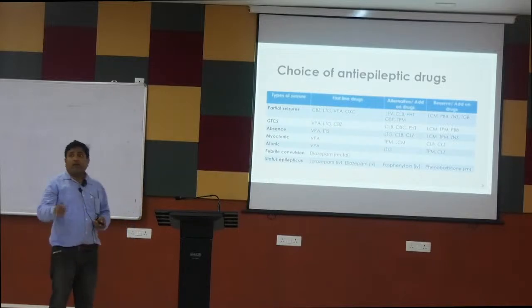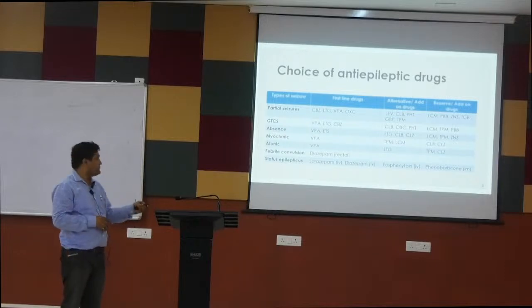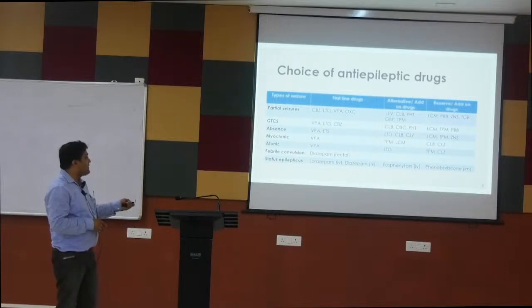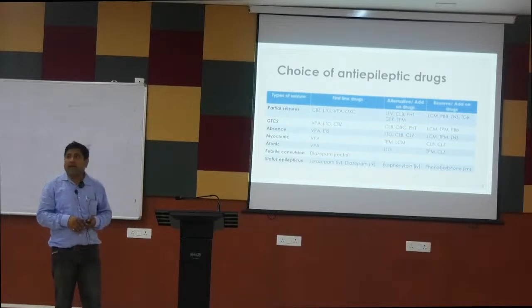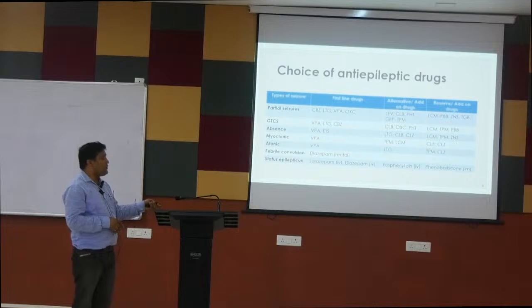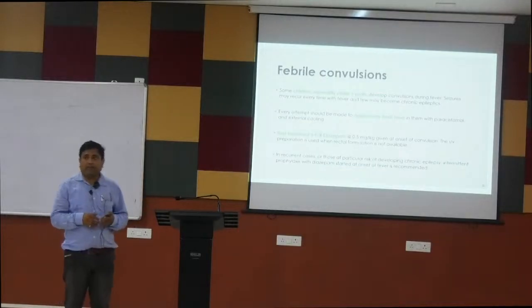Atonic seizure, valproic acid, lamotrigine. Febrile convulsion, per rectal diazepam is the drug of choice in febrile convulsion. The drug of choice are intravenous lorazepam and intravenous diazepam. Fosphenytoin is also used.